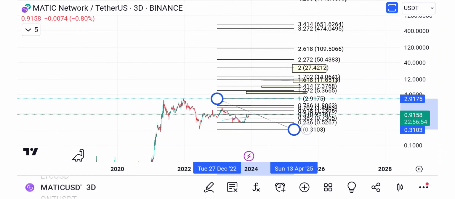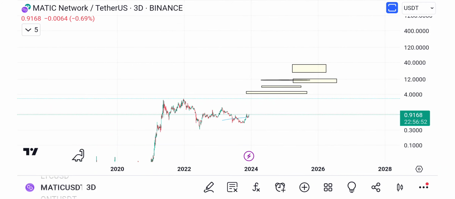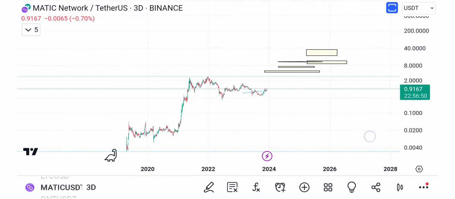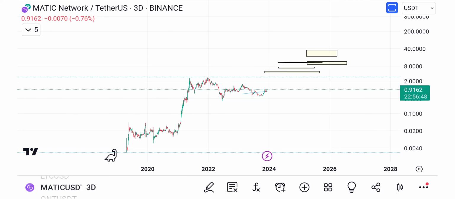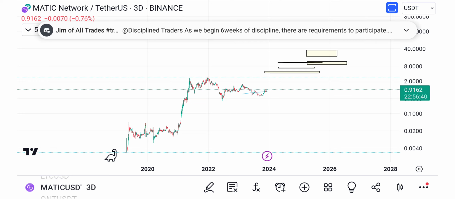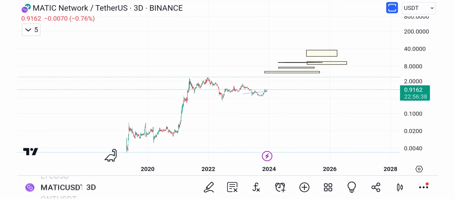So yeah, there you go, guys. I think that should do it. If you have any other charts you want me to look at, let me know. I did QNT today, Matic. I think I did Theta as well. So we'll see what happens.